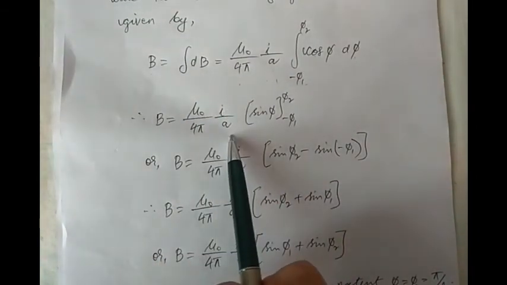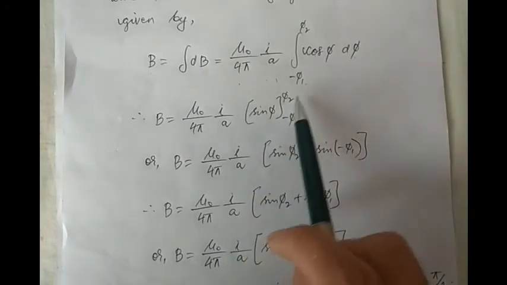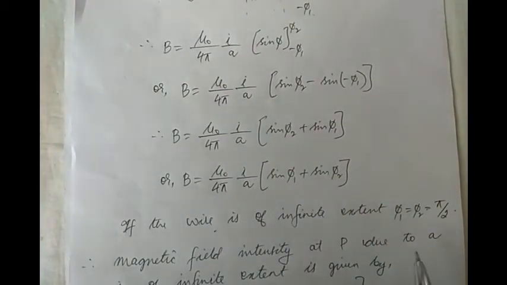Let us do the integration now. So B is mu naught by 4 pi I by A. The integration of cos phi is sin phi, and we have the limits of integration. We substitute the upper value first, so sin phi 2, minus always the lower value, sine of minus phi 1. So this will give us mu naught by 4 pi I by A, sine phi 2 minus of sine of minus phi 1. Sine of minus theta is minus sine theta, so that minus sign and this minus sign becomes positive. So B is mu naught by 4 pi I by A, sine phi 1 plus sine phi 2.